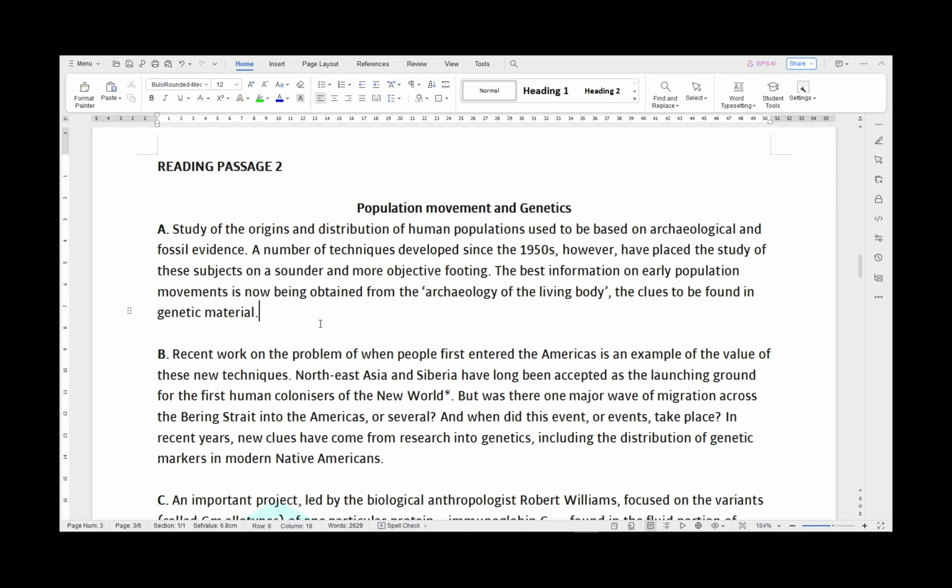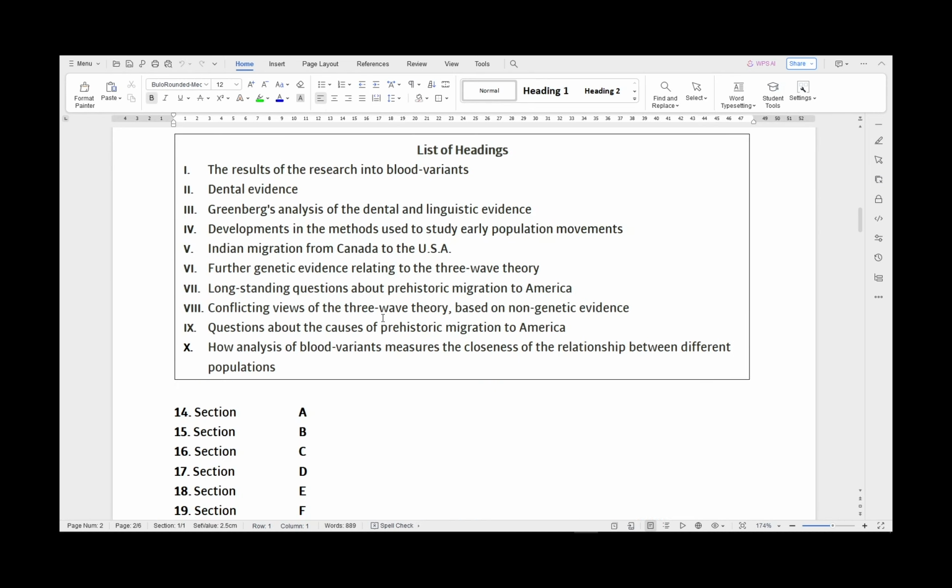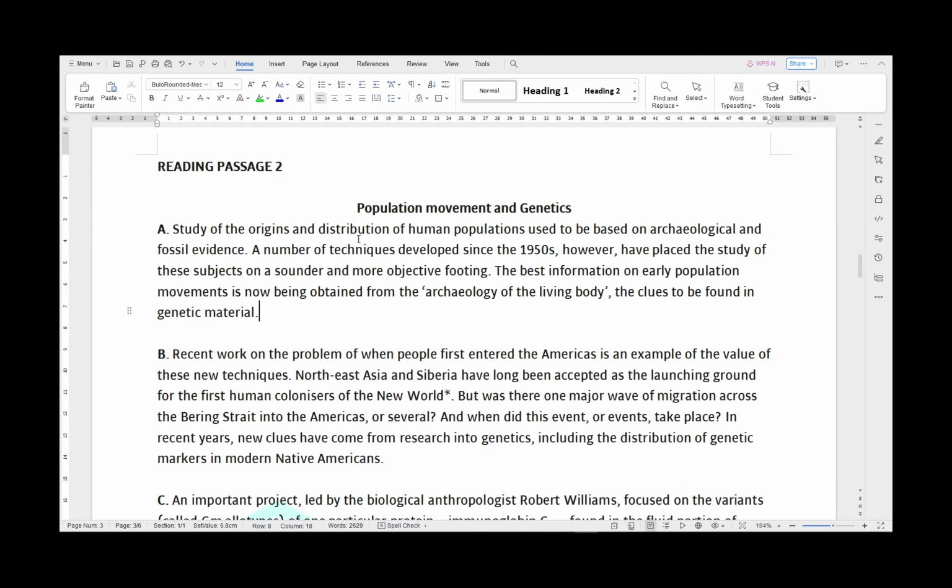It is also sometimes hard to draw inferences, make implications, or identify any applicable concepts. But we're going to skim through the questions. We know that it's a list of headings. Skimming through the whole passage, it can be seen that the writer talks about something related to techniques. I just found the first word over here. It's talking about population movement and genetics.